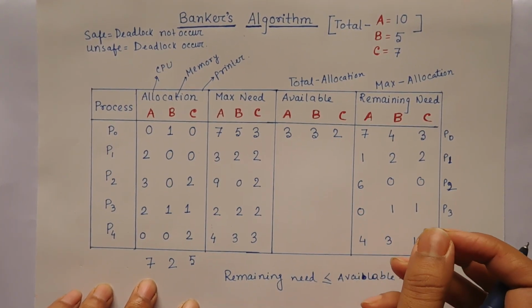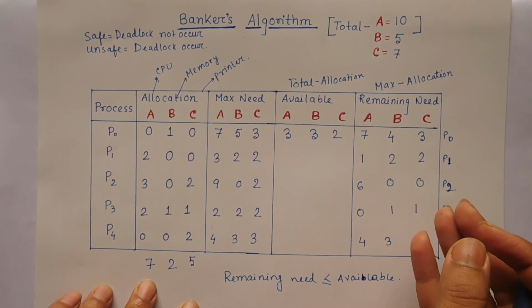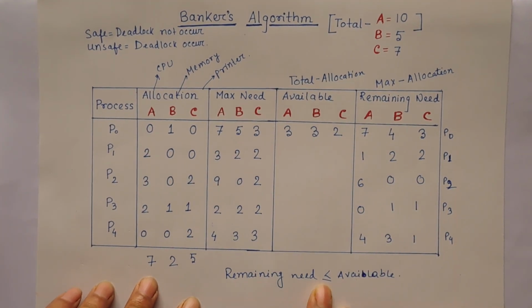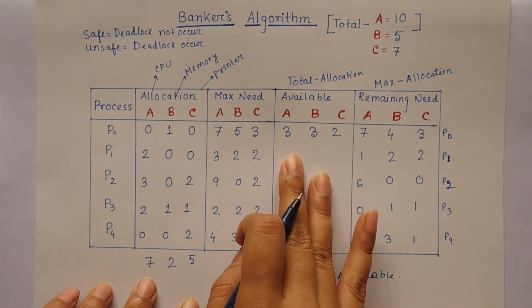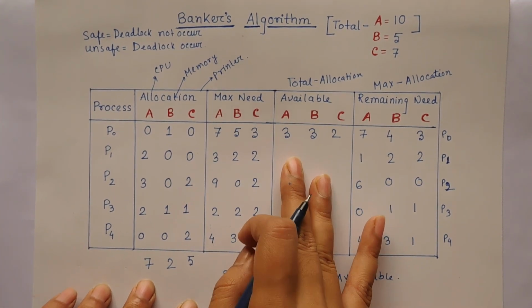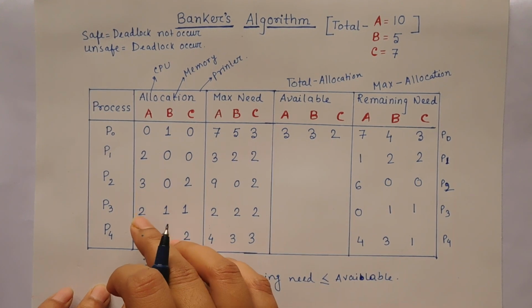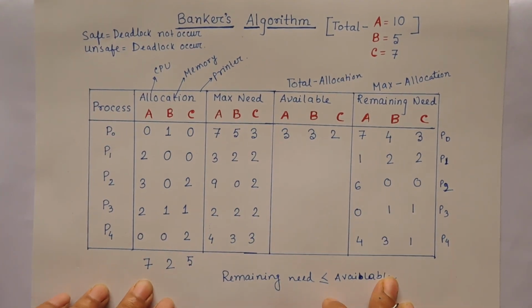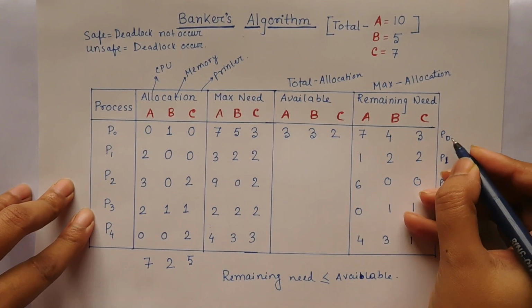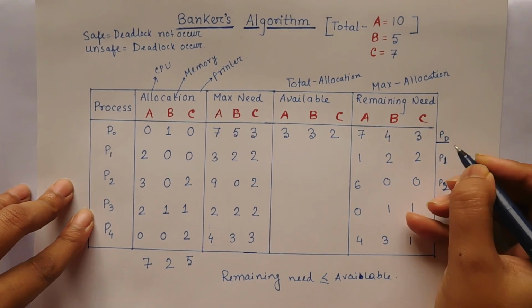We can only allocate the resources when the remaining need is less than or equal to the available. So we can allocate or grant it, and only then is the process executed. Okay, so here we consider the first process, that is P0.